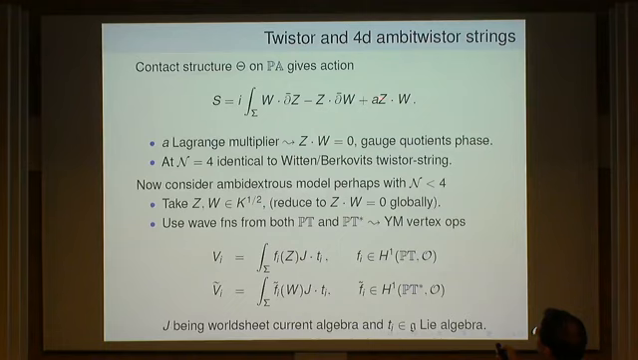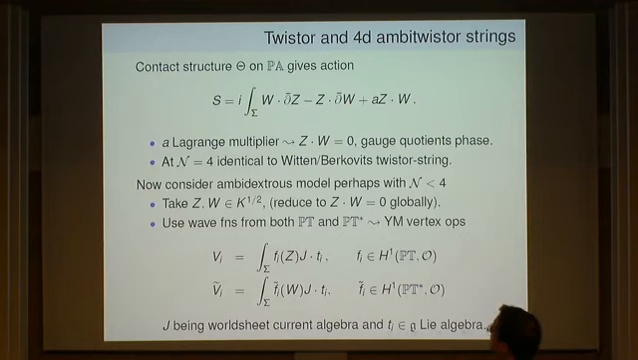I've thrown in an extra term here, A times Z dot W, because you want A to be a Lagrange multiplier to set Z dot W equals 0. And the gauge associated to that Lagrange multiplier will also shift the phase of Z up and the phase of W down. So we'll end up with ambitwistor space properly after you've done the quotient.